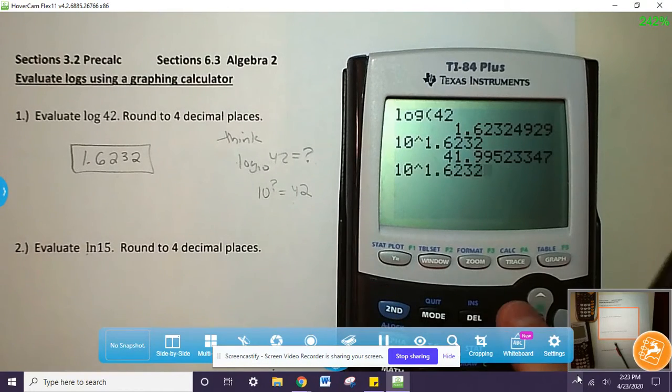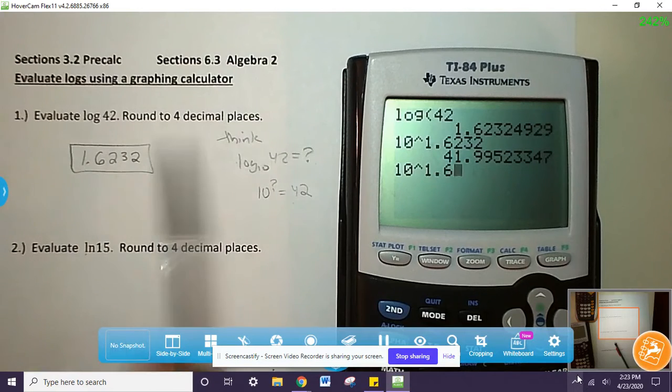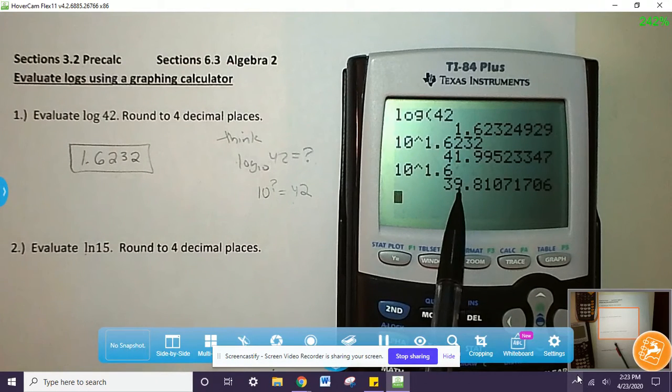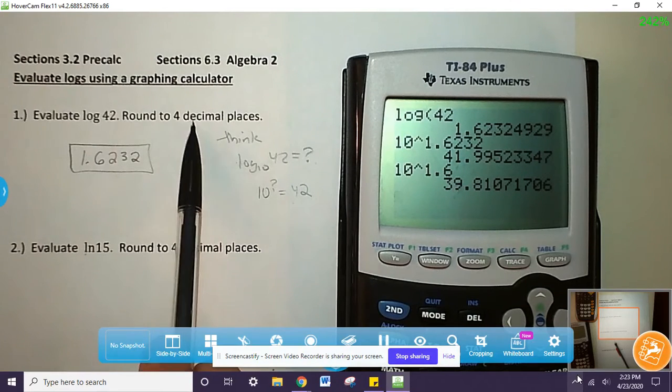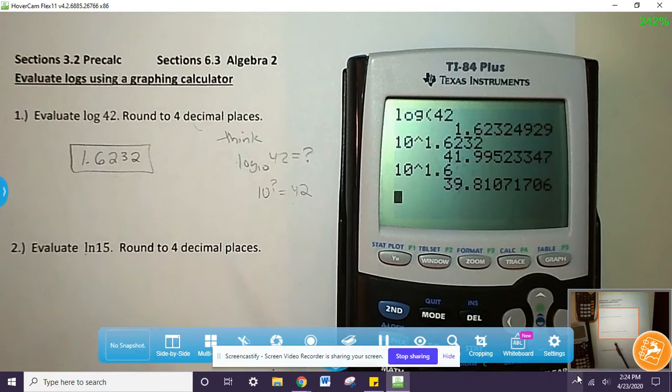If we only rounded to 1 decimal place like we're kind of used to, we would have used just 1.6, and we're not very close to 42 at all. So exponents are very powerful. They have a big impact on a number. That's why in this unit, we're going to round further than normal.